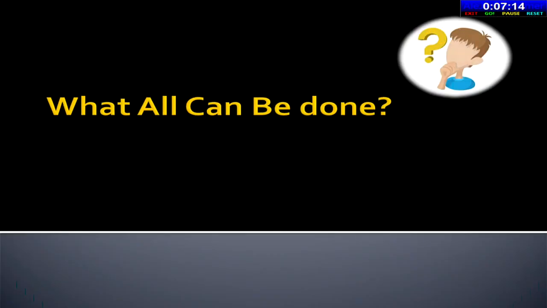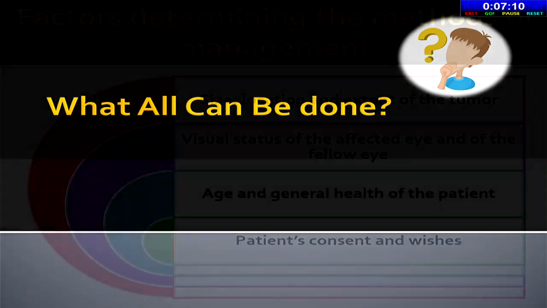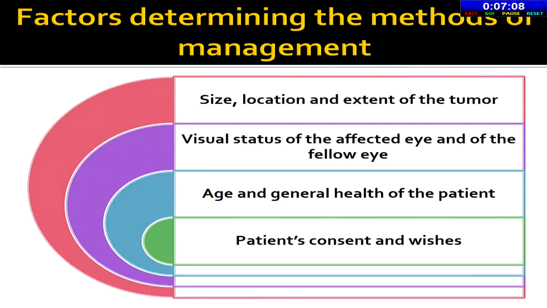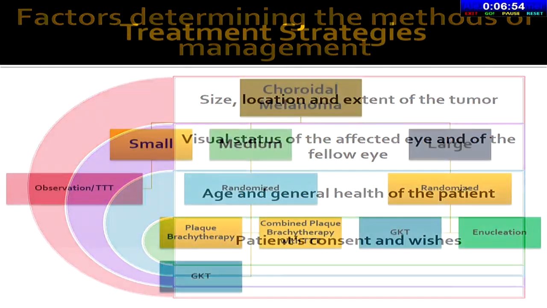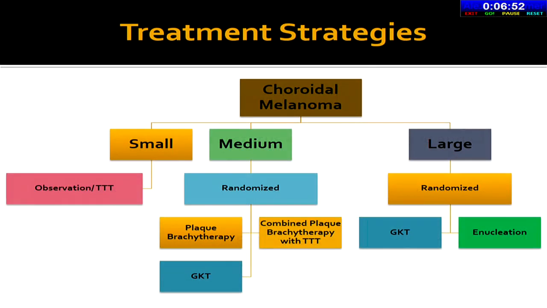So what can be done when you diagnose a case of choroidal melanoma? There are various determining factors, like size, location, and extent of the tumor, the visual status of the affected eye and the fellow eye, the age and general condition of the patient, and most important, the patient's consent and the motivation to retain the globe. So there are various treatment strategies for small, medium, and large.